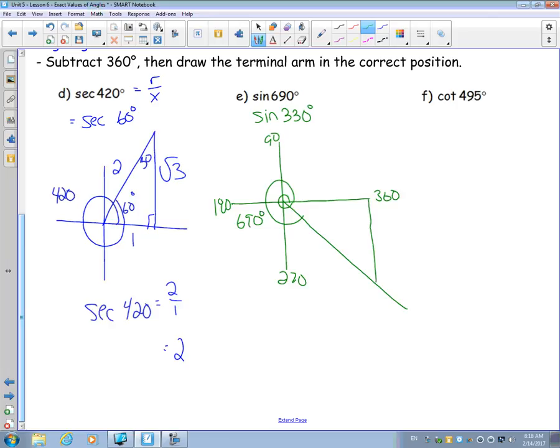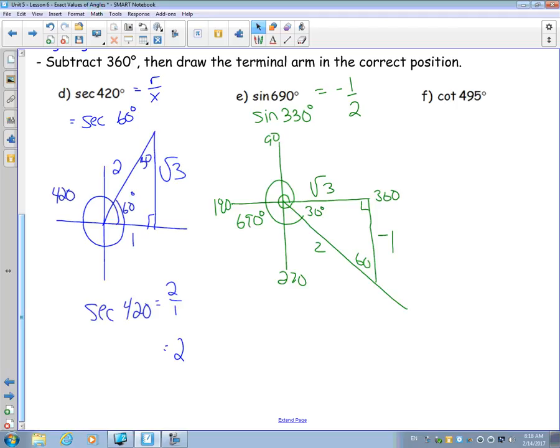If I triangle, I'm going to have a 30 inside. 30, 60, 90. 30 goes with root 3, 2, 1. I went down, so it's a negative. Sine is y over r. Done.